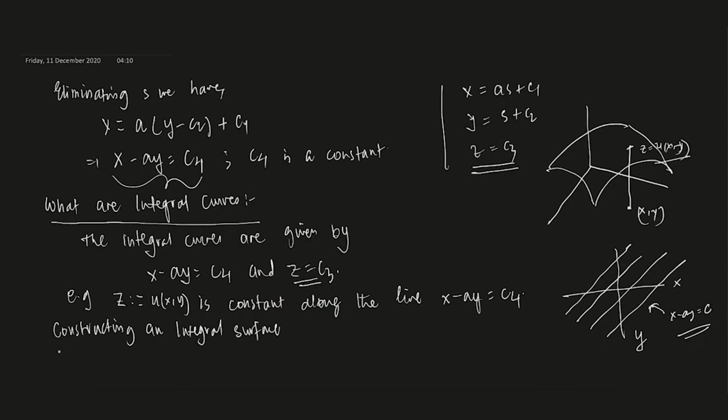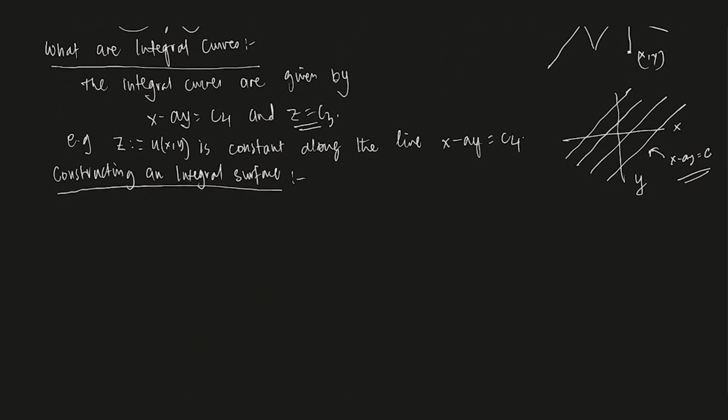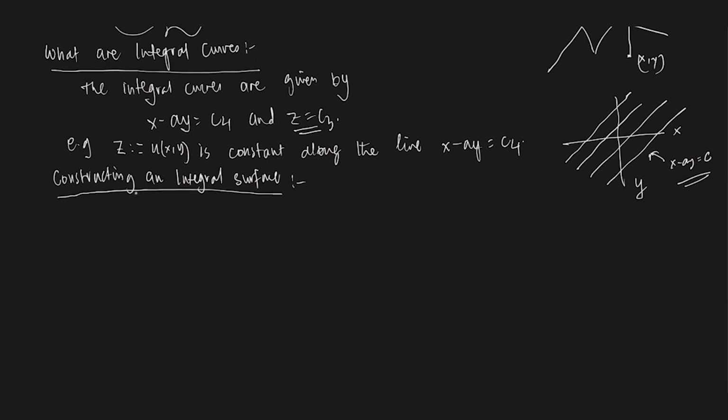Integral surface. Let's see how we can construct an integral surface from here. We will define u of x,y now. This is a constant, right? And x minus ay is c. We said that u of x,y is constant along the line.